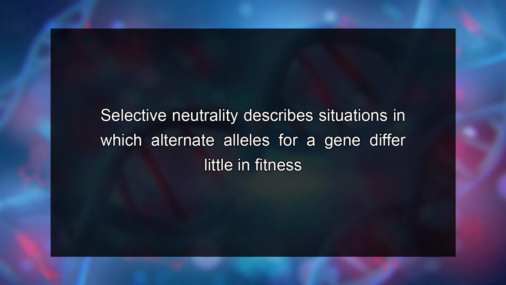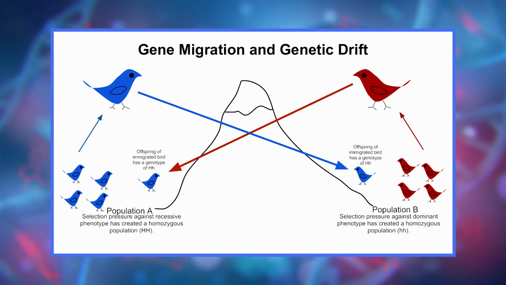A second factor contributing to genetic variation in natural populations is selective neutrality. Selective neutrality describes situations in which alternate alleles for a gene differ little in fitness. Because small fitness differences result in only weak natural selection, selection may be overpowered by the random force of genetic drift. Alleles whose frequencies are governed by genetic drift rather than by natural selection are said to be selectively neutral.